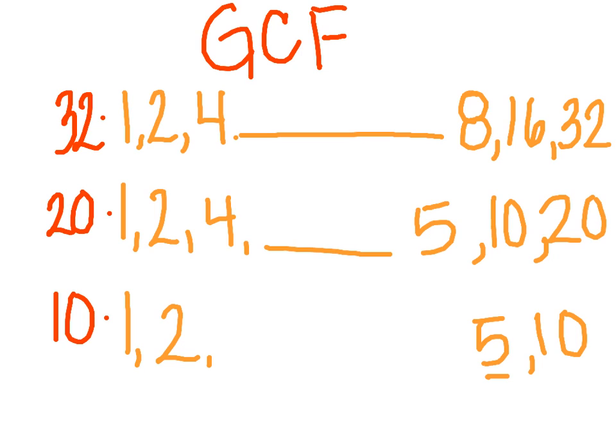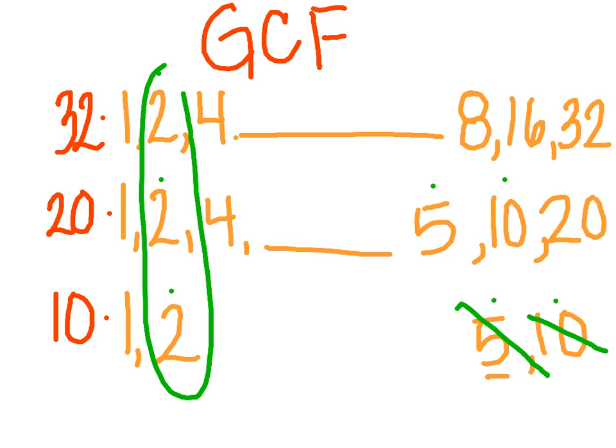Now I need to find which one is the greatest. So I have 10 here and here, but 10 does not appear in 32. I have 5 here and 5 here, but 5 does not appear in 32. I have 2 here, I have it in 20, and I have it in 32. So for this example, 32, 20, and 10, 2 is the greatest common factor.